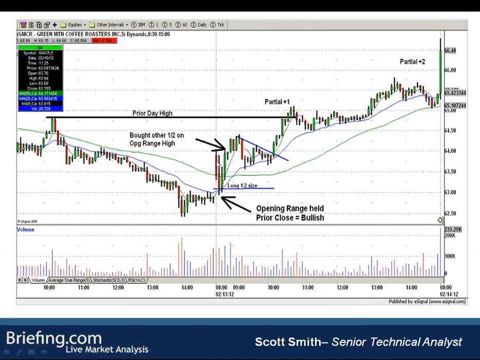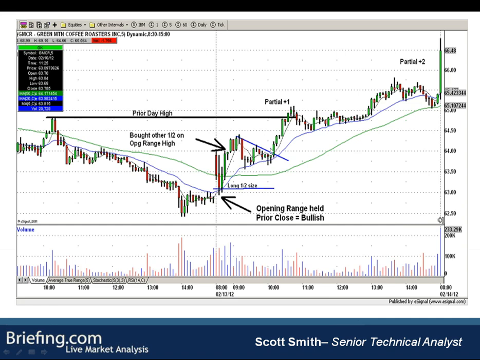On that day, when it showed up, it opened up at 64, pulled back to near the previous day's close around 63, and I recommended taking about a half size position, risking about a dollar and a half, knowing that that gap was just below. When it broke out above the opening range highs, I added the other half. So we had an average price around mid-63s or so.